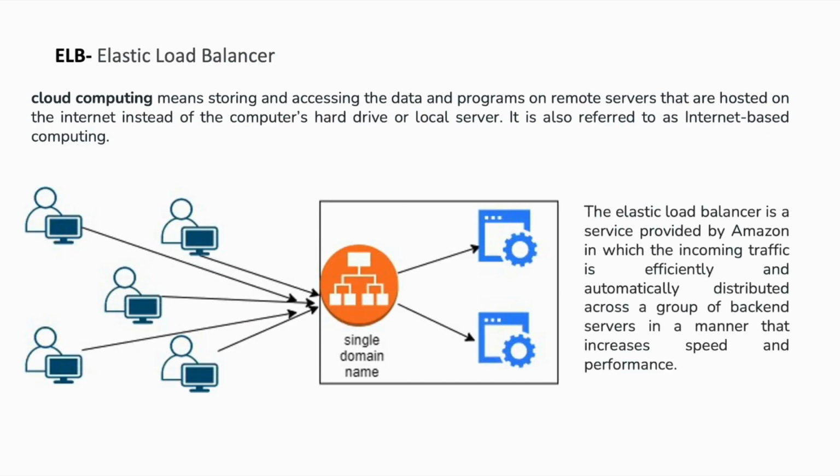Now, what is ELB, which is Elastic Load Balancer? It is a service provided by Amazon in which the incoming traffic is efficiently and automatically distributed across a group of backend servers in a manner that increases speed and performance. Like you can see here, the load and the incoming traffic is divided equally, or you can say efficiently distributed, among the backend servers so that it will increase the performance.